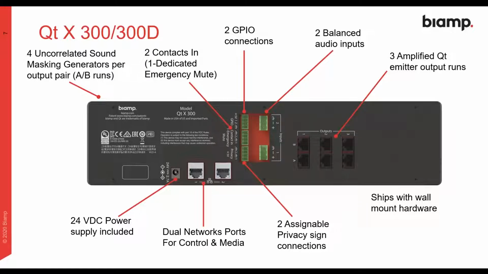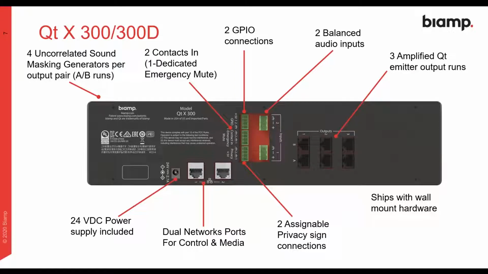So we've got 3 pairs of emitter runs on the 300. 2 balanced inputs for audio can be configured as line or mic level, and they are assignable within software or the web UI to do whatever function you need. If it needs to be a logic input for a paging microphone, or if it needs to be a background source, either one can be set up in that regard.